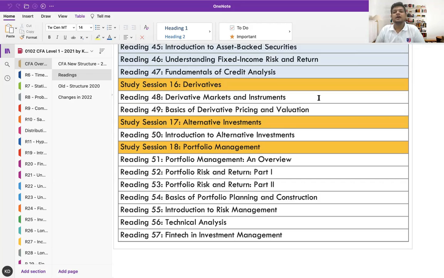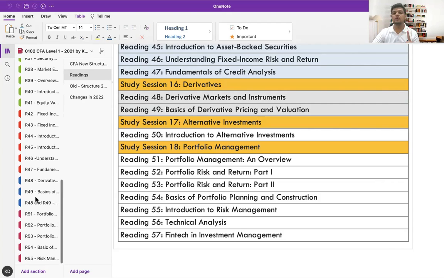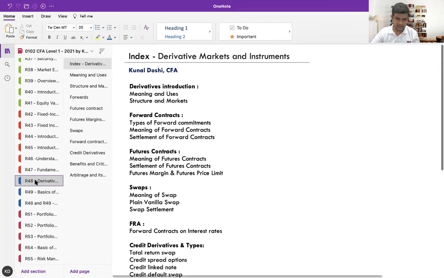We'll talk about that. But the thing is that I've actually created a new reading in derivatives. This is contrary to what the institute has done. And that reading is not an extra reading, but a combination of the two readings that you see here. And why so, I'll probably explain when we go through derivatives, right? So technically speaking, we have just two readings, that is derivatives market and instruments, and the basics of derivatives pricing and valuation. These are the two readings that we are going to deal with. But as I said, I have just added one more reading, which is a combination of both of these.